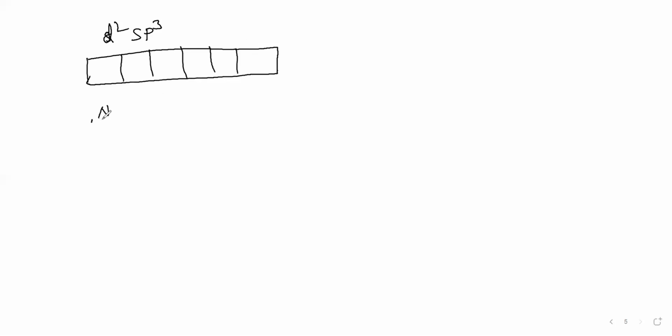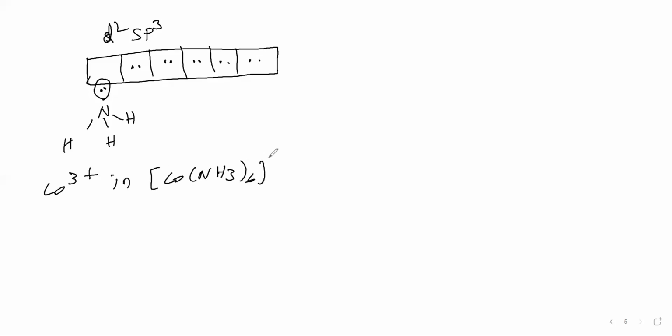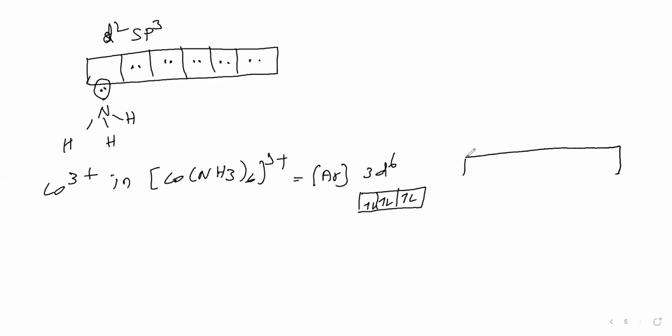Now the ligand NH3 comes. Ligand NH3 provides a lone pair. That lone pair and this vacant d2sp3 orbital overlap, forming a dative bond between central metal and ligand. Here one ligand, here one ligand, and so on. Therefore, in the complex [Co(NH3)6]3+, the electronic configuration is argon 3d6, where the 3d orbitals take 6 electrons, then d2sp3 hybridization.